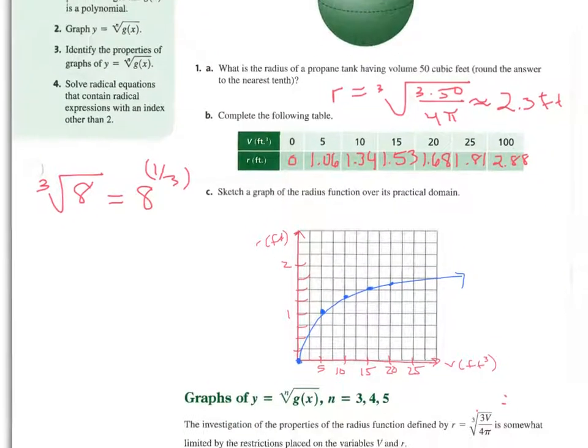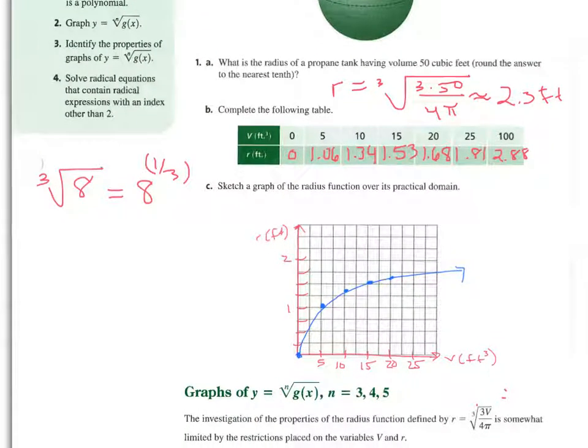I already filled in that they want us to find the radius for certain volumes: 0, 5, 10, 15. I plugged them into that radius formula, found them, and then graphed them. So take a few minutes, stop the video, do that part, and then catch up with me.